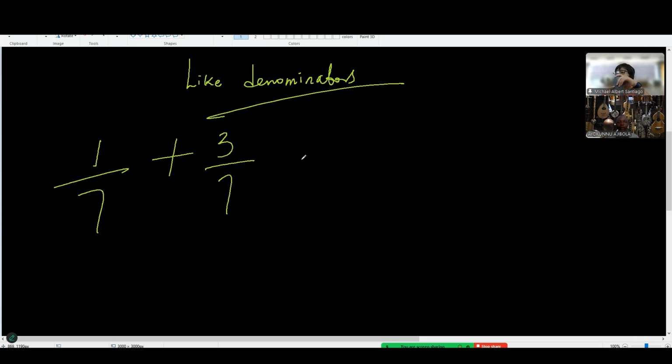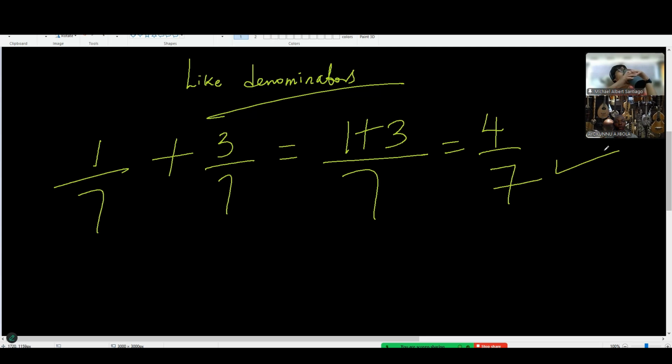Good. So I'm going to have just 1 plus 3, and that's over 7 because they are like denominators, and that's going to be 4 over 7. Do you understand this one?